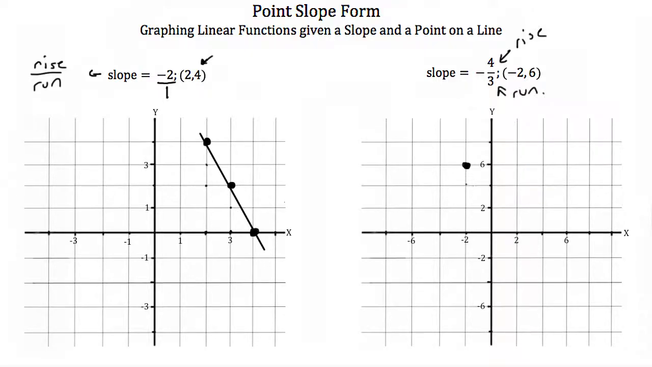So we're going to go down 4, and then over 3. We get a point right there. We can do this again, down 4 and over 3. We get a point right there. Again, we'll connect the dots, and there's the graph of our linear function with a slope of -4/3 passing through the point -2, 6.